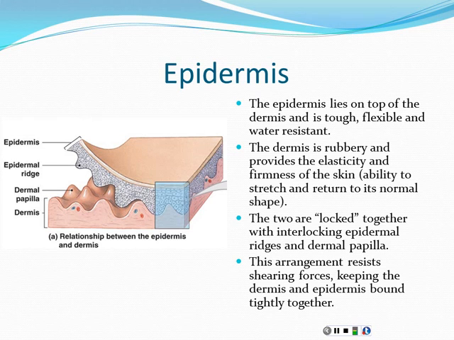So this hill and valley system evolved because it makes it almost impossible for that epidermis to slide on that dermis because of the three-dimensional structure here. So it basically locks the dermis and epidermis together so they can't be sheared apart.